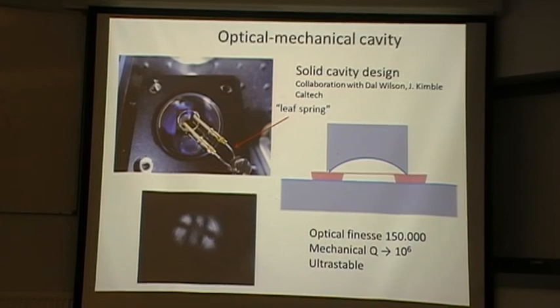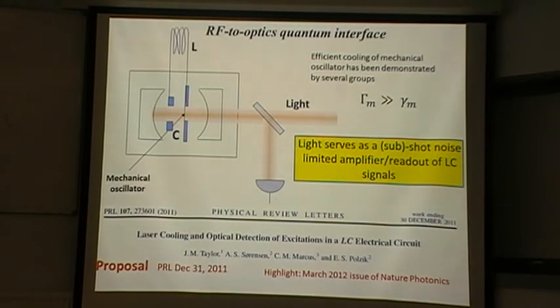So this is our solid cavity. Basically, this is a membrane, those are two mirrors, and a finesse of hundreds of thousands can be achieved with a mechanical Q of 10 to the 6. It's really a nice system. And this is the proposal that we're trying to implement at the moment, published a couple of months ago. And the proposal is the following.